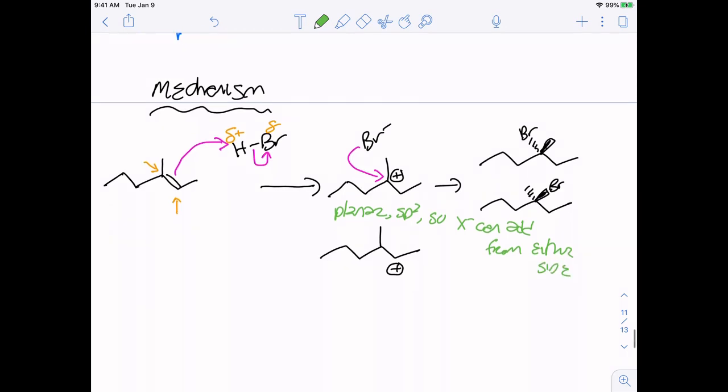Right, this less stable C plus would lead to the minor product. And I would still have both stereoisomers for it.